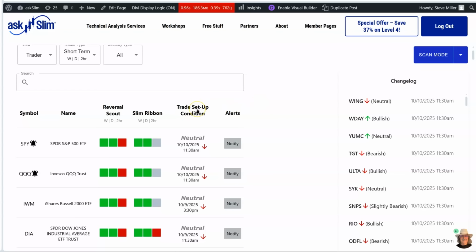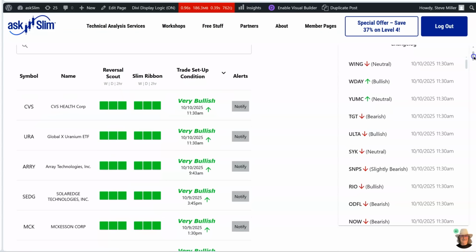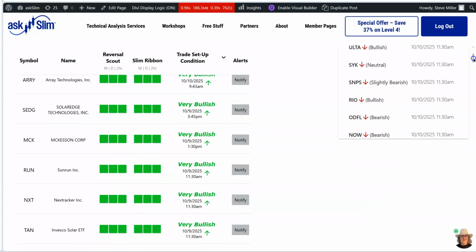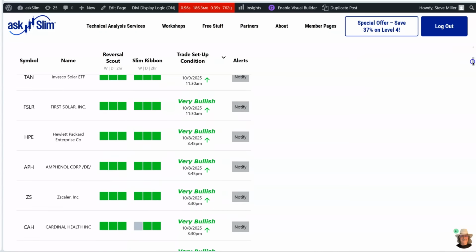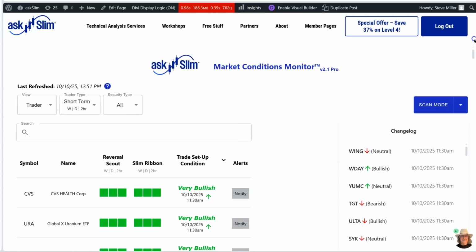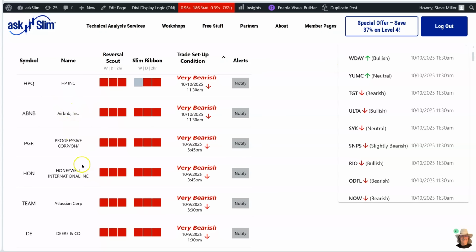Let's just take a look at trade setup conditions in here, for all of these symbols that we're looking at. So you can toggle here, all stocks only, ETFs only, but I'm going to look at everything right now and say which ones are still very bullish. You can see that right over here, as the stocks that are very bullish are very apparent right there on the short term. We'll just run this down a little bit further so that you could see a few more of those. And if you want to look at the ones that are very bearish in here, you could see those right over here. As you see, HP Incorporated, Airbnb, Progressive Corp, Honeywell, Atlassian, Deere, those are very bearish.